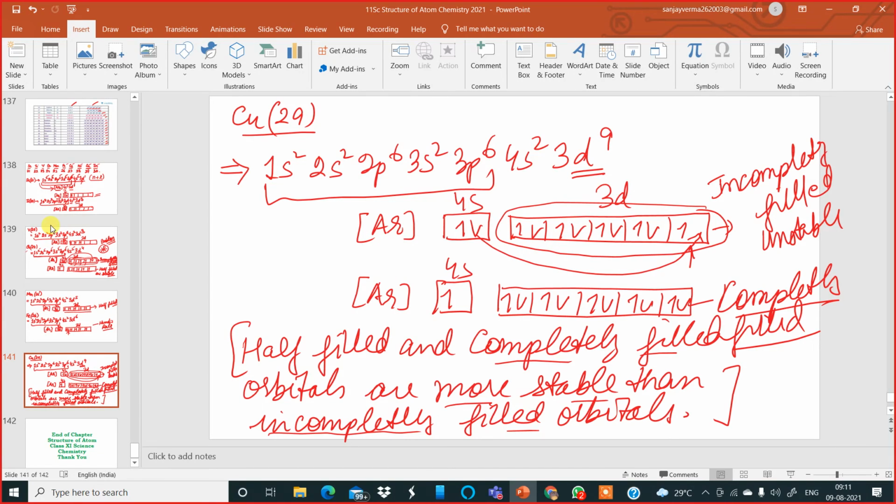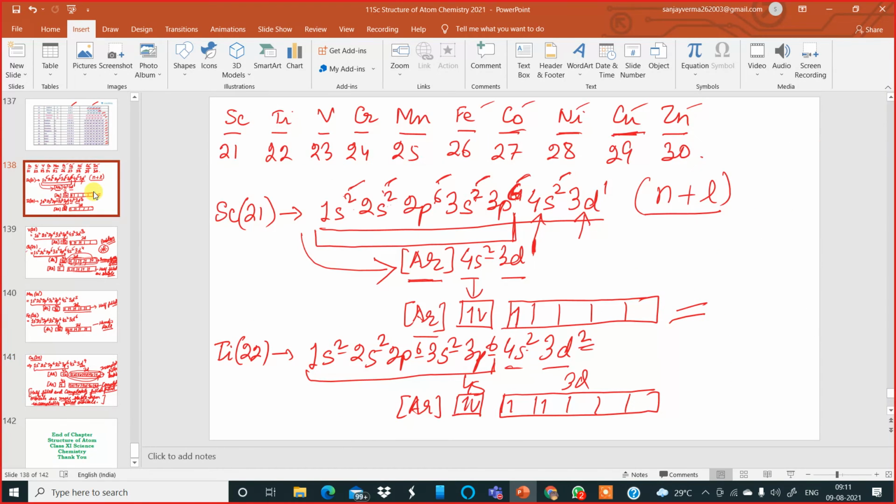There are only two such cases of incompletely filled orbitals, only copper and chromium. If you learn this by heart properly, these were the cases where the 3d orbitals are incompletely filled. In the case of chromium it is incompletely filled, here also it is incompletely filled. But in chromium, after manipulation, it has been made half filled, and here it has been made completely filled. So half filled and completely filled orbitals have better stability than incompletely filled orbitals.